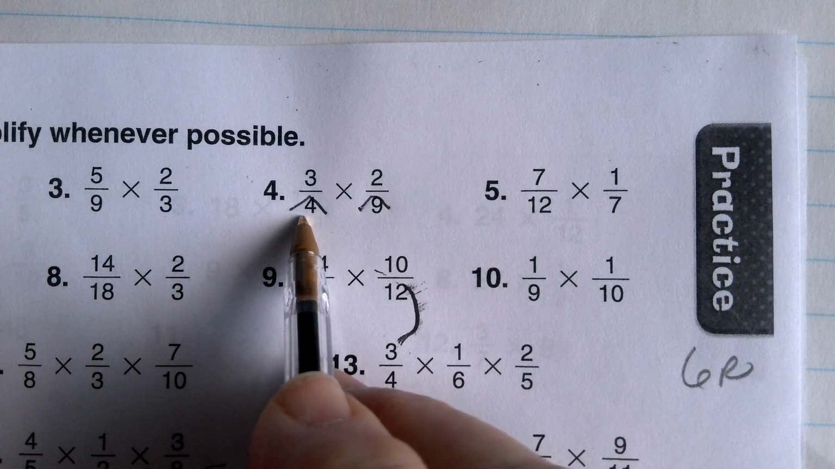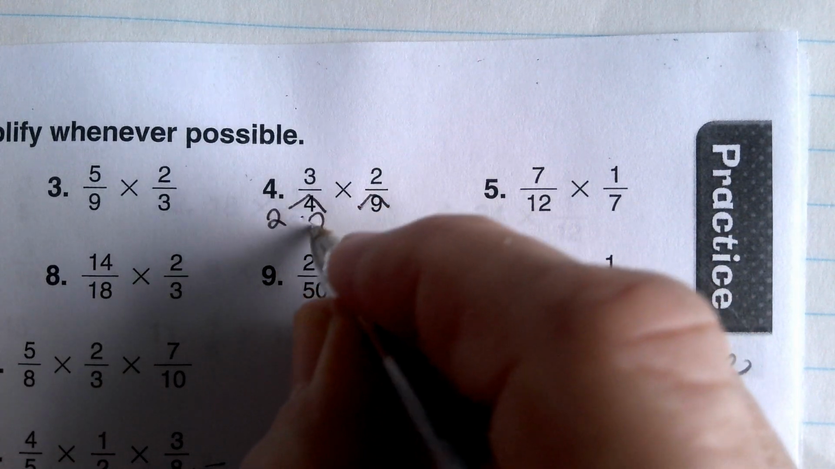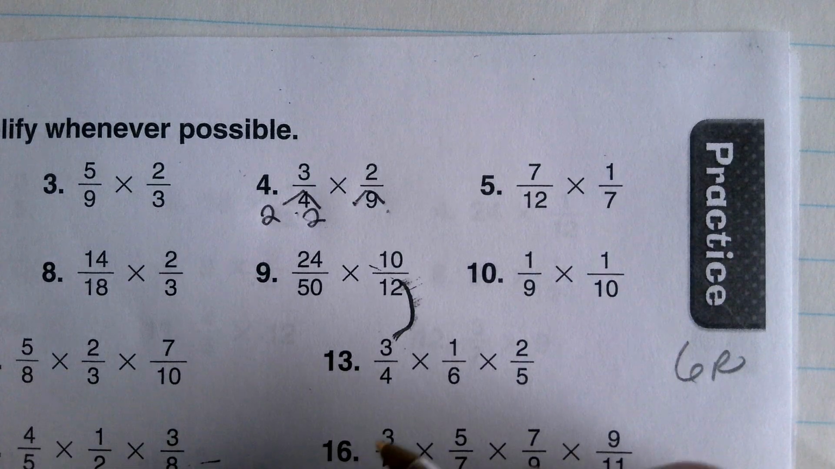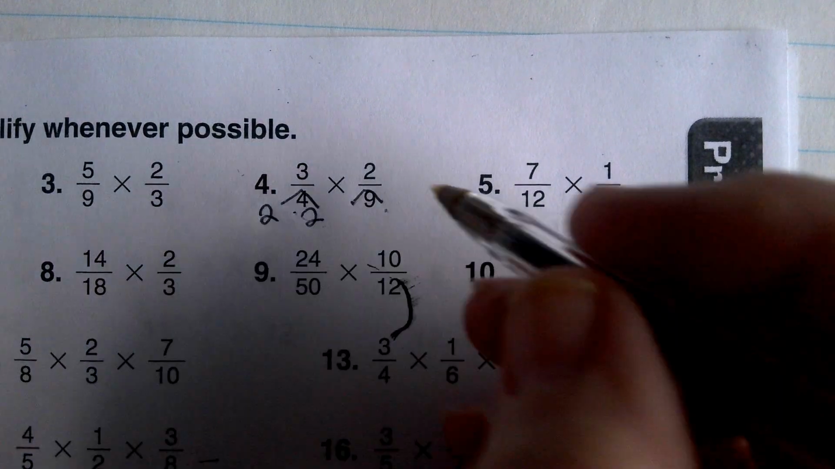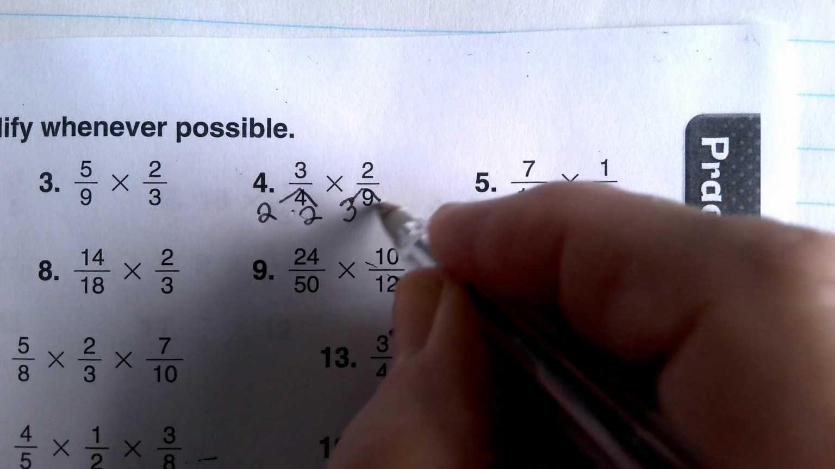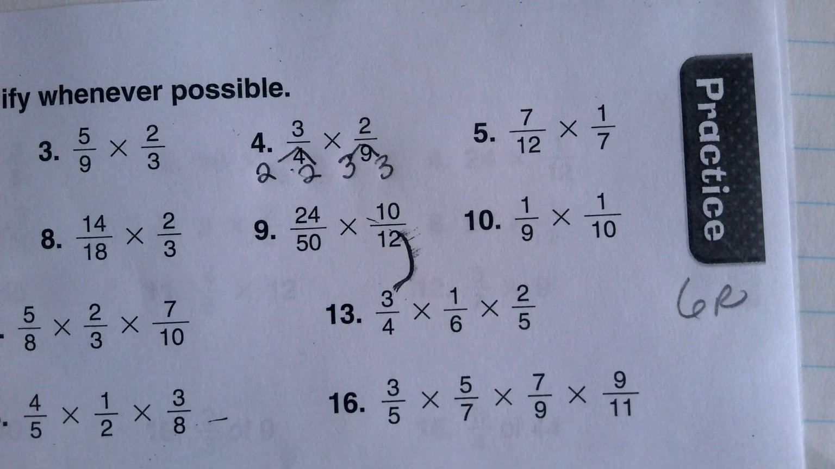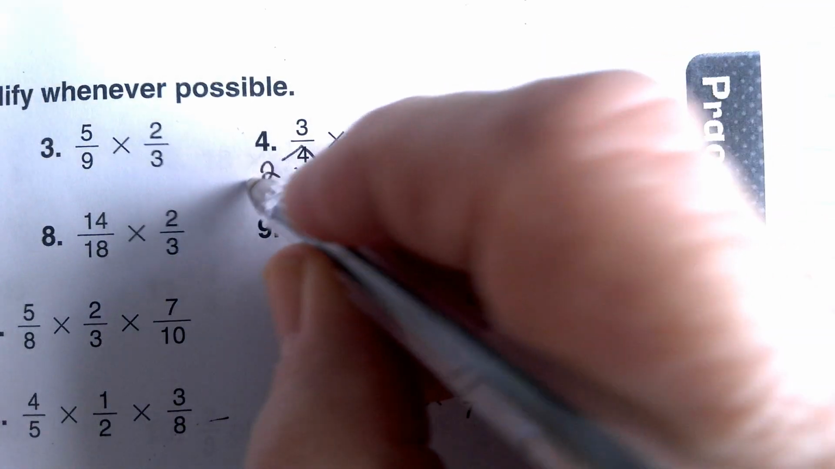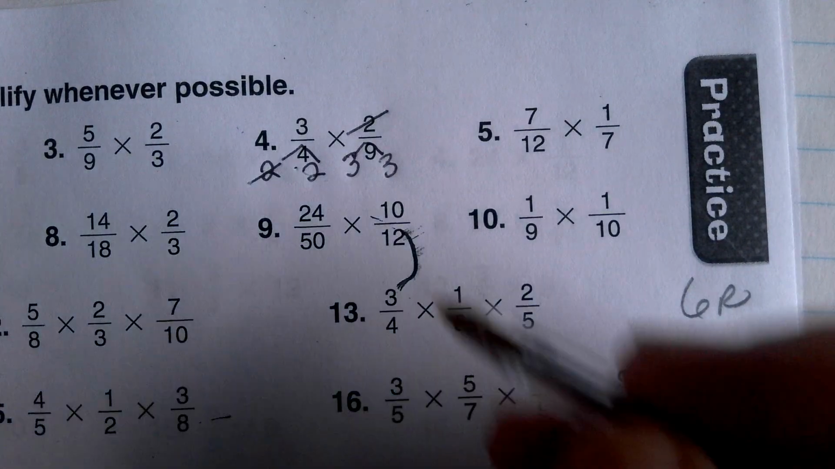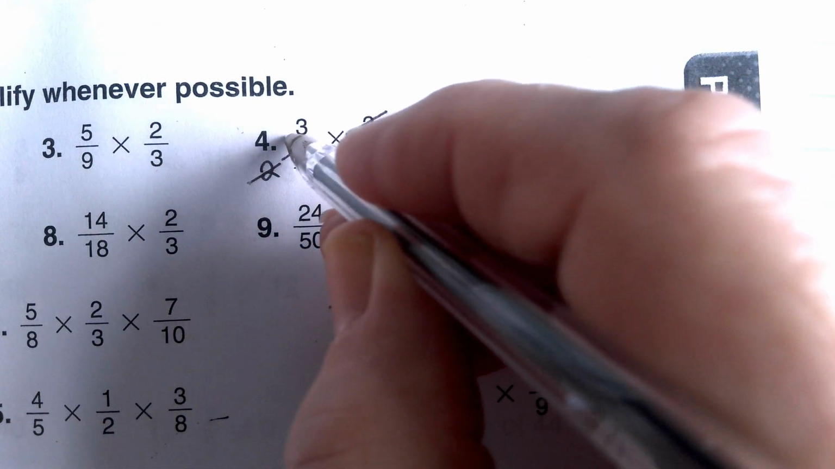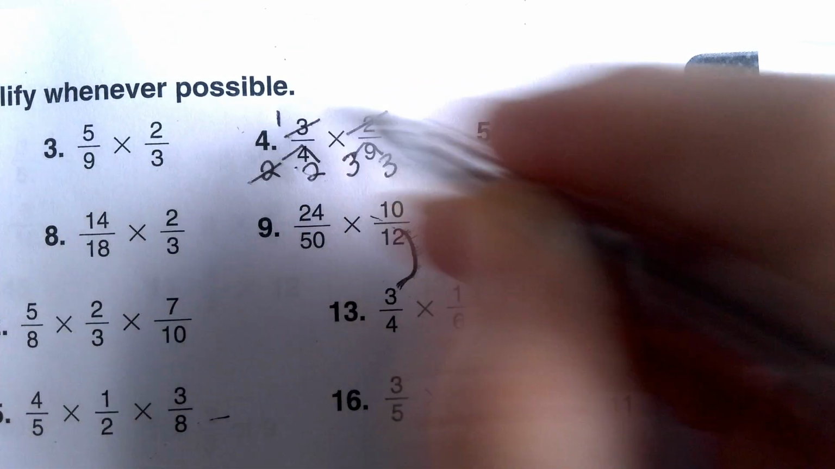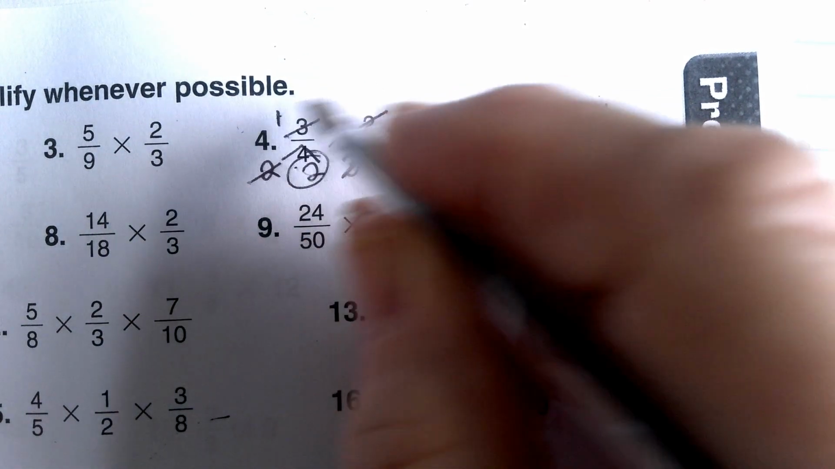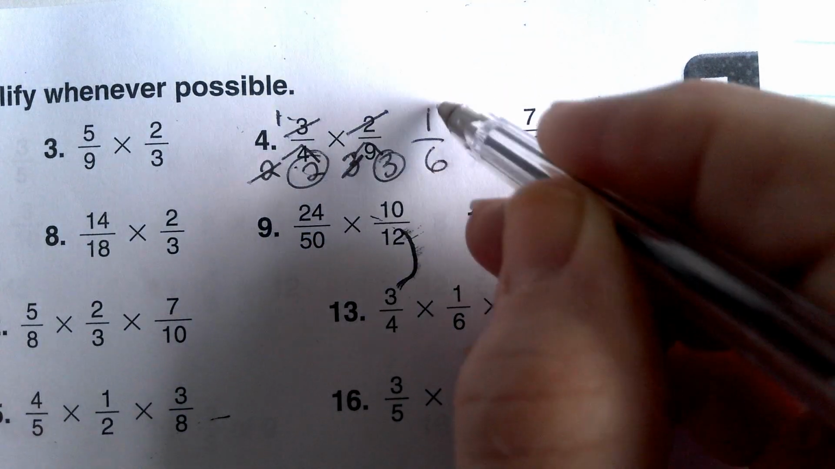So I'm going to use the breakup method. I'm going to put 2 times 2. How could I break up the 9? 3 times 3. Thank you, Johnny. Now, is there anything on top that will cross off with anything on the bottom? 1 of the 2's on the top, 1 of the 2's on the bottom. What else? And by the way, if there's nothing left on the top, I am going to put a 1. 3 here, and either of those 3's. So what we have left is 1 over 6.